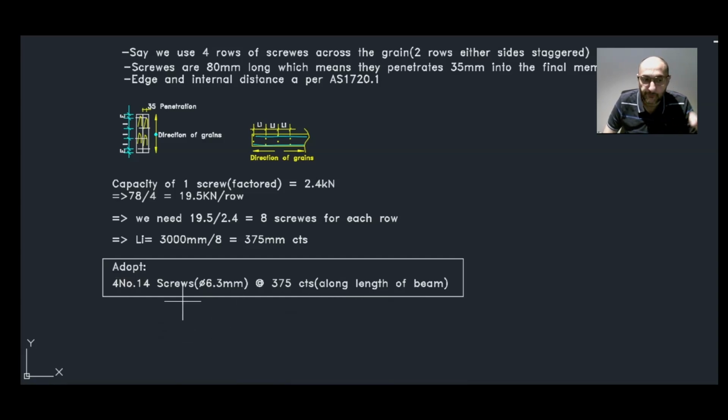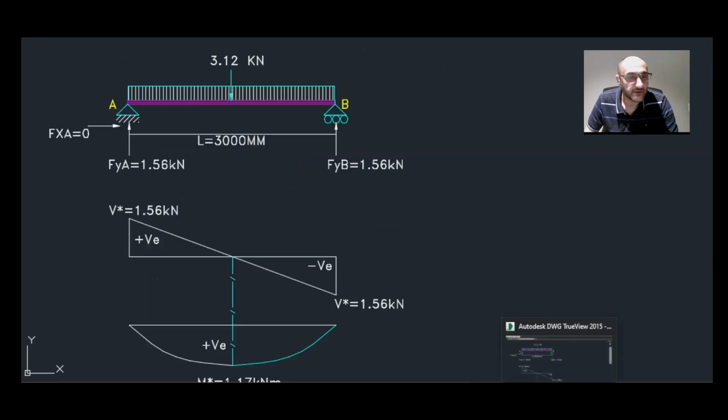Now if you go up a screw, like say 4 number 18, the one above that is number 18, and I think it's 7 millimeters or so the diameter, we might be at 400 centers. However, if you're using the one above that, then check the edge distances and the requirements for that. One thing you need to be aware of is that we designed the spacings and the number of fixings based on the maximum vertical shear force, which is basically at the ends of the beam. So this is a very conservative design.